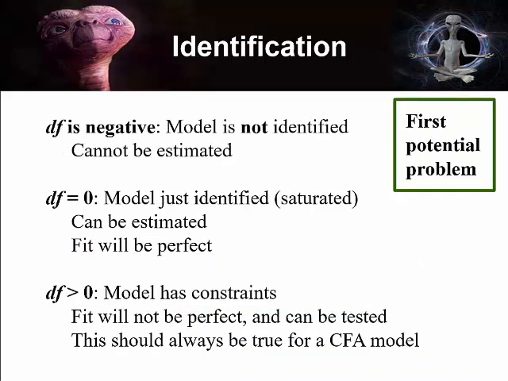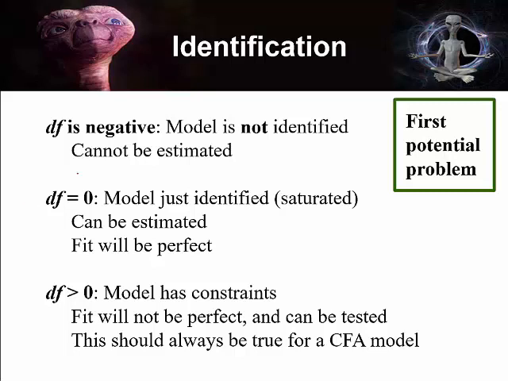Now the first issue, or the first potential problem we need to address to make sure that we have an identified model, is one we've already talked about. It has to do with degrees of freedom. Simply, we cannot have negative degrees of freedom. I've talked about that before, and in our previous unit on structural equation modeling, we talked about that. And the reason why our degrees of freedom can't be negative is because if we had negative degrees of freedom, the model would not be identified.